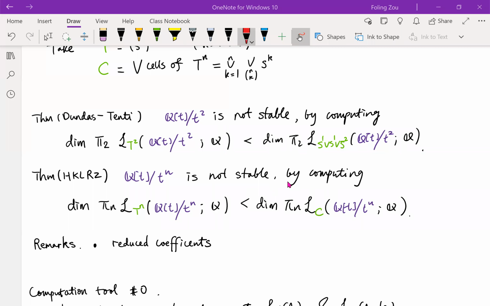And we show this by computing that at homological degree m, the dimension of the Loday construction on Tn is less than the dimension on the right, on the nth homology or homotopy of the Loday construction. And here we used reduced coefficients, while in the definition we did not have reduced coefficients. And the reduced coefficients are easier to compute.